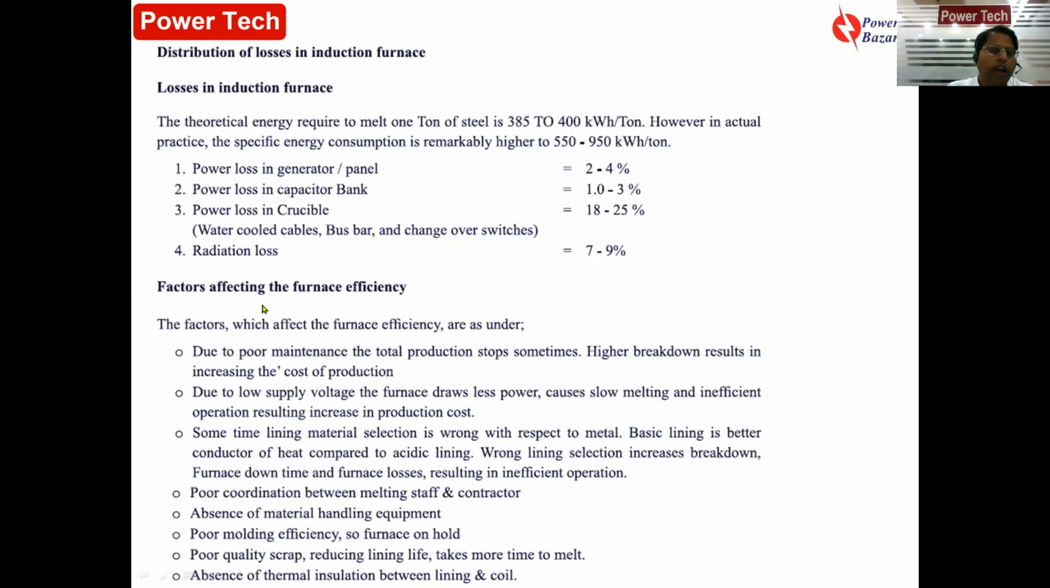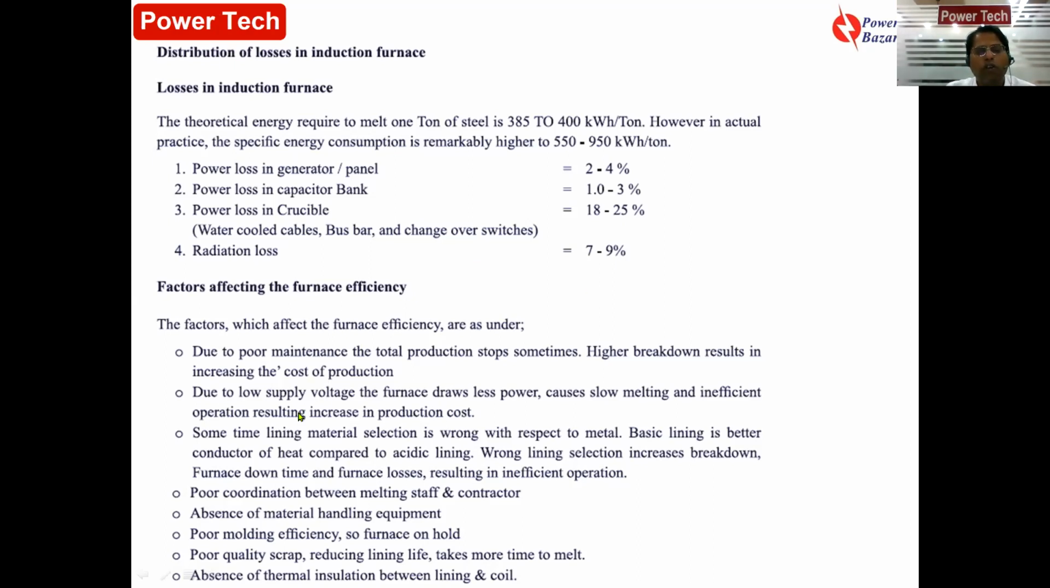Now, what are the factors that affect furnace efficiency? Let's understand that. It can be poor maintenance, as I told you. Now, if your maintenance is not proper, what will happen? The production will stop. And once the production stops or there is a breakdown, what will happen? You need heating time. You have to heat up the furnace to attain that temperature. Again, you have to cool down. So whenever any breakdown happens, a heat loss occurs, which increases the cost of production.